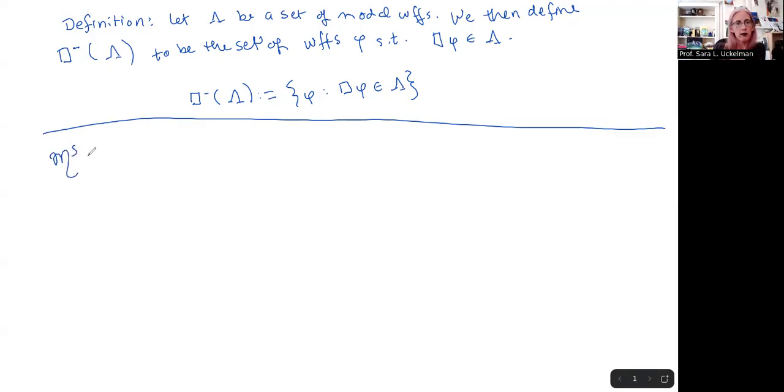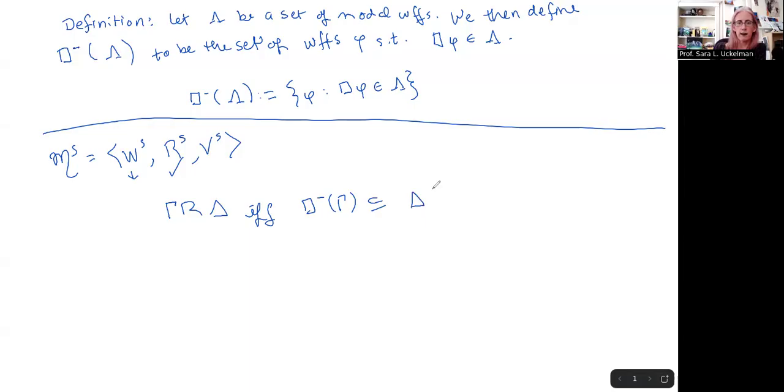Just remember our canonical models are defined with respect to a given system S. So we've already defined our worlds. These are the maximal consistent sets. And so now we are in the position of defining the relation. What we will say is that one maximal consistent set, gamma, is related to another maximal consistent set, delta, if and only if the box minus of gamma is a subset of delta.